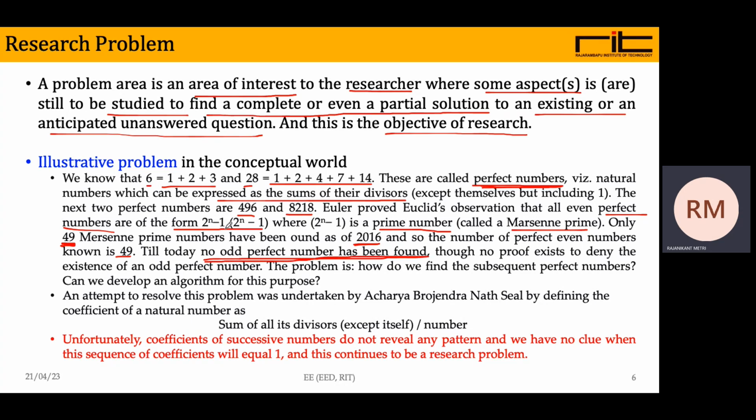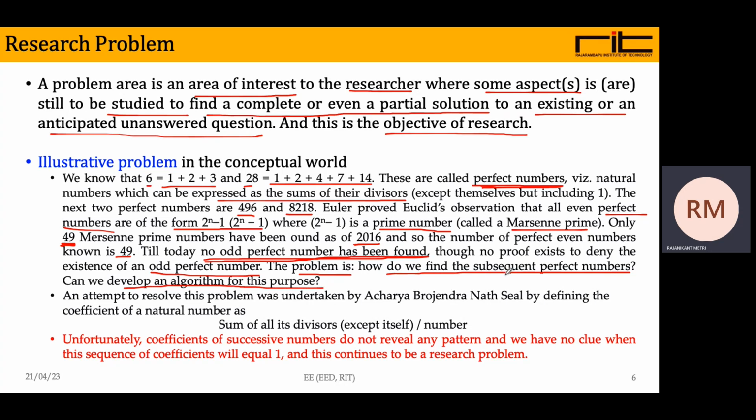So we have a partial solution: we know that perfect numbers are even, but there might be a possibility of odd perfect numbers, which are still not found. No proof exists to deny the existence of an odd perfect number. That means it is also not possible to say that they do not exist. So there may exist odd perfect numbers. Now here comes the problem. How do we find the subsequent perfect numbers? Can we develop an algorithm for this purpose?